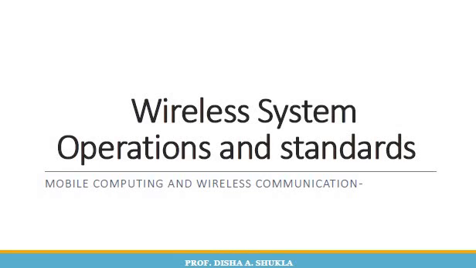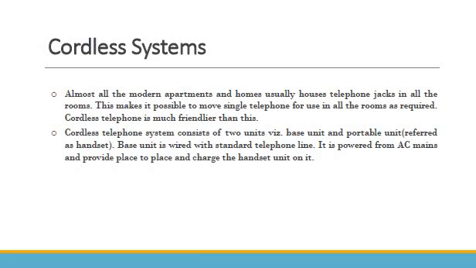In this session we are going to discuss wireless system operations and the standards. So the first topic that we have here is called the cordless system. In this chapter we are going to see some different technologies that are used for wireless communication, and among them the first one that we are seeing is the cordless system.